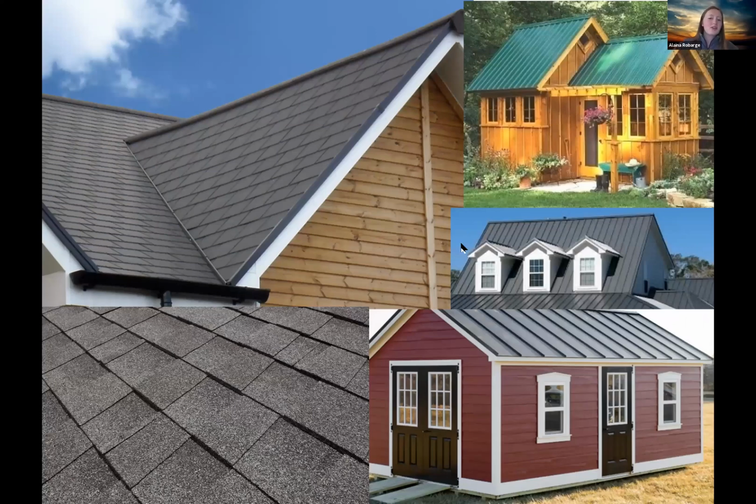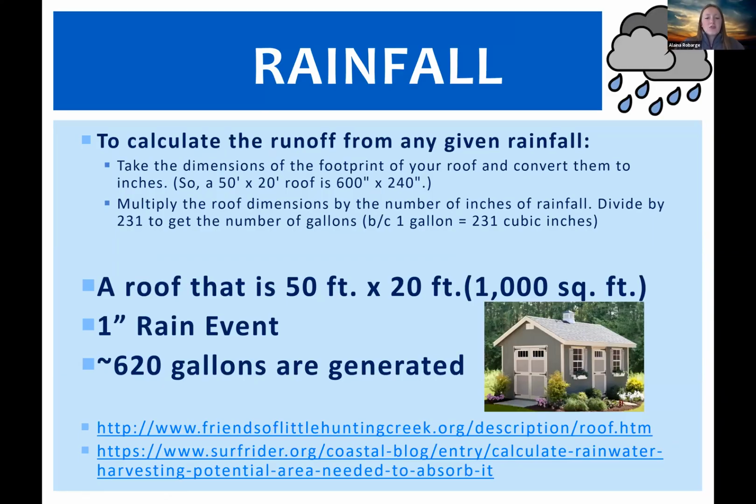Just kind of a little bit of math you could choose to do. So if you think about a roof that's 50 foot by 20 feet, so 1,000 square feet, you can kind of picture that in our heads. And a 1-inch rain event actually generates about 620 gallons of rainwater. So that's a lot of rainwater that you could be reusing and using it when your garden needs water, rather than it rushing off your lawn, potentially picking up chemicals or any pollutants or soil and leaving your property and going into our lake.